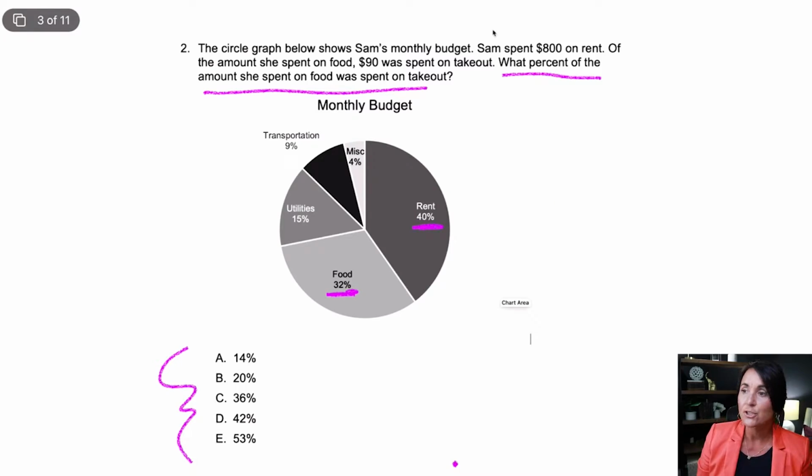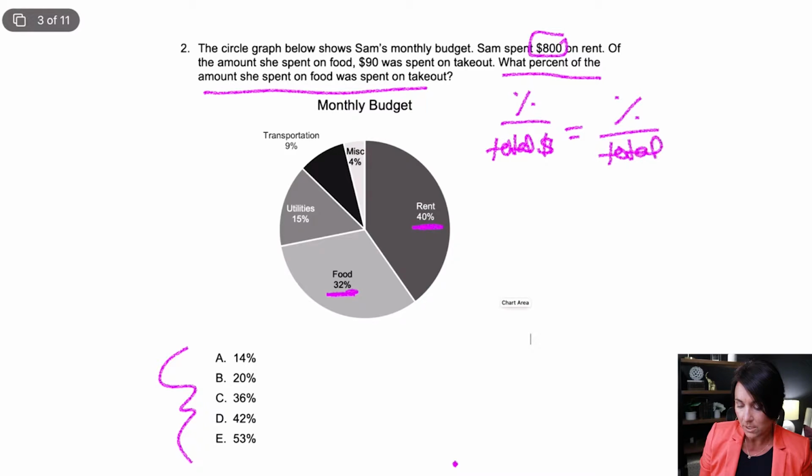I'm talking about food and rent, and I have 32% on food, and I have 40% on rent. And then I have dollars here. I have $800. So the way I want to set up this proportion is percent over total dollars equals percent over total dollars. Now, you could do total dollars over percent equals total dollars over percent.